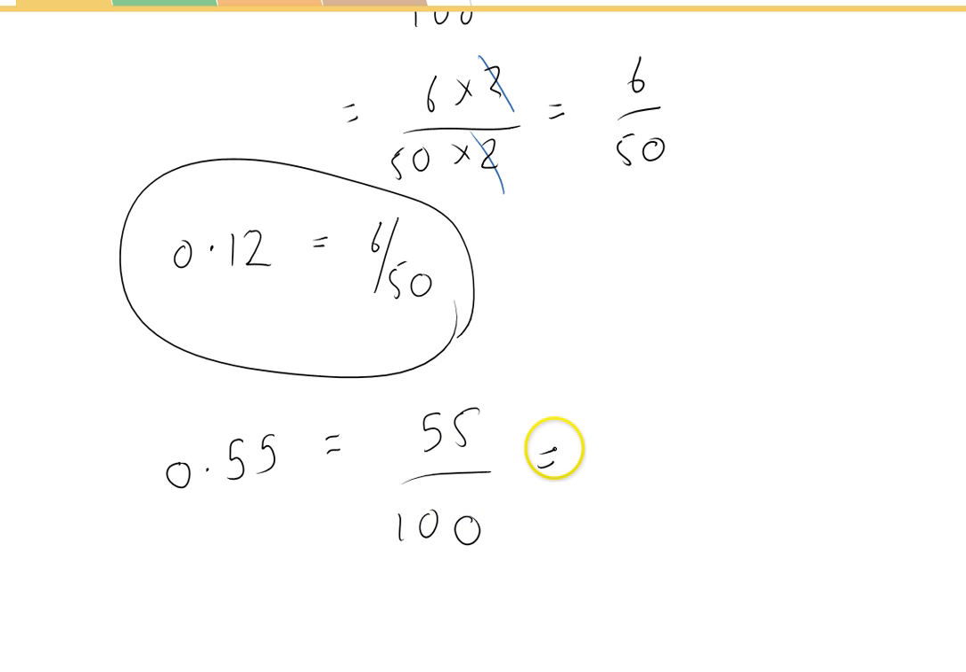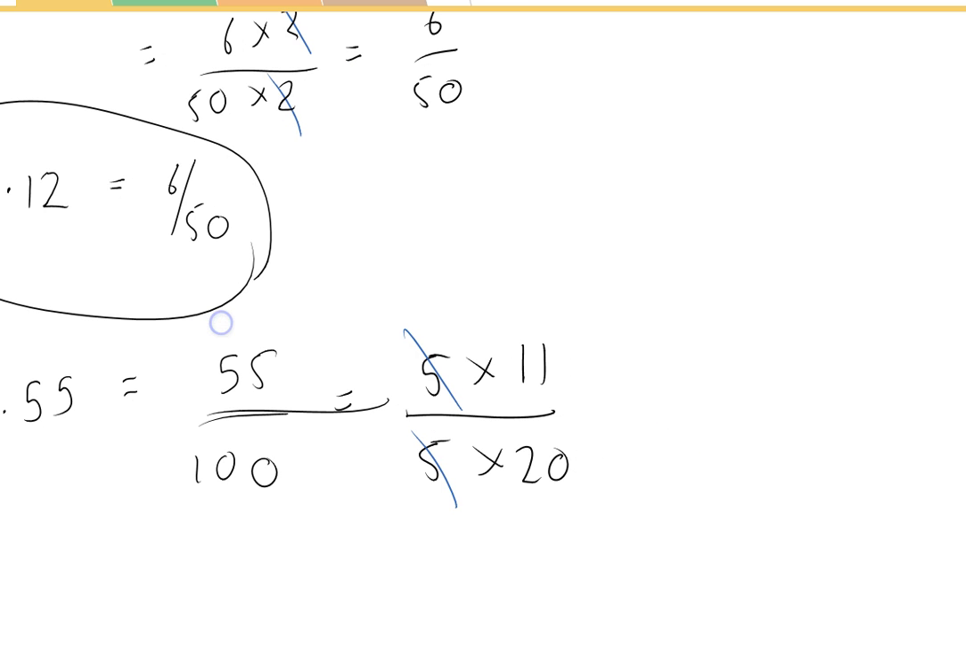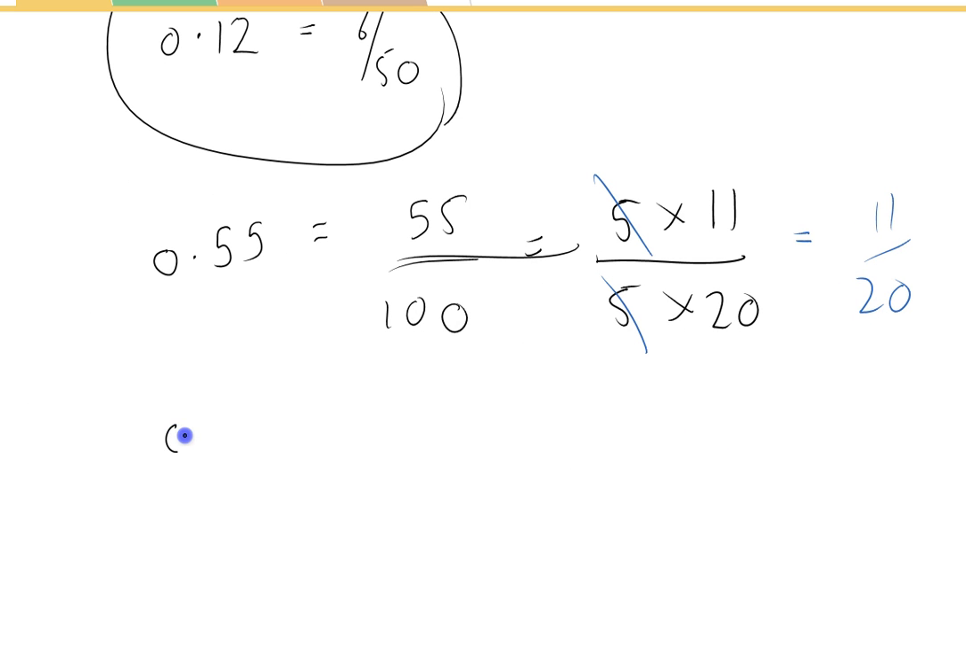to cancel by 5 because we've got 5 times 11, 5 11s are 55, over 5 times 20, because 20 times 5 is 100, of course. So we'll cancel the 5's, and we are left with 11 over 20. So, just to recap, 0.55 equals all this stuff, which is 11 over 20. We've cancelled out a factor of 5 from the top and the bottom.